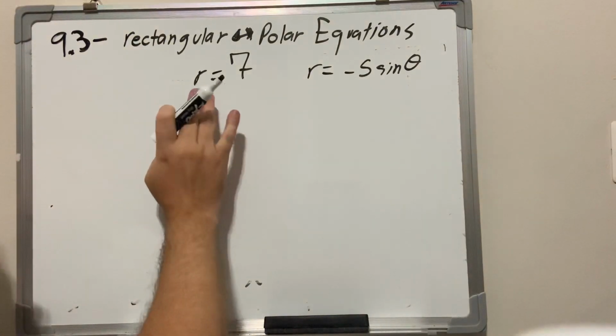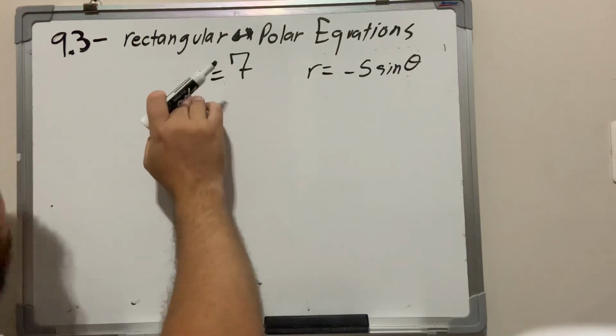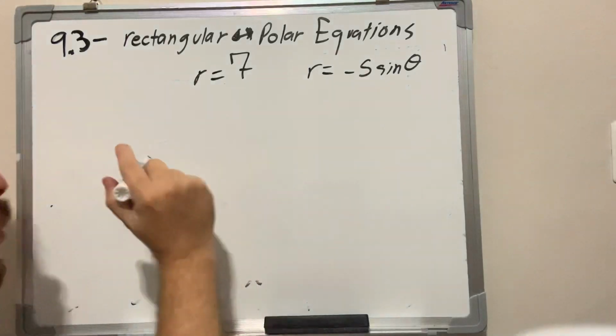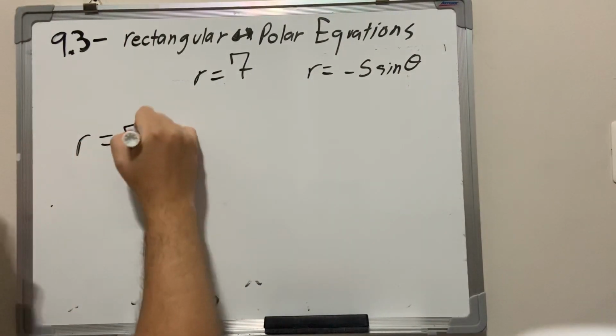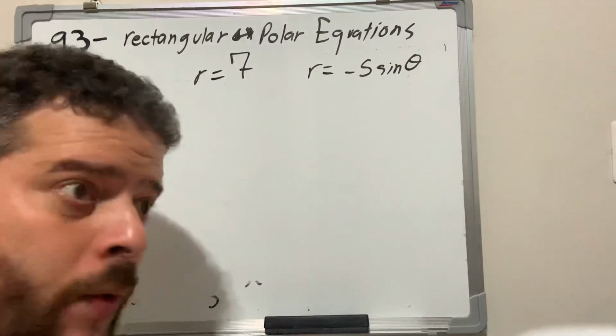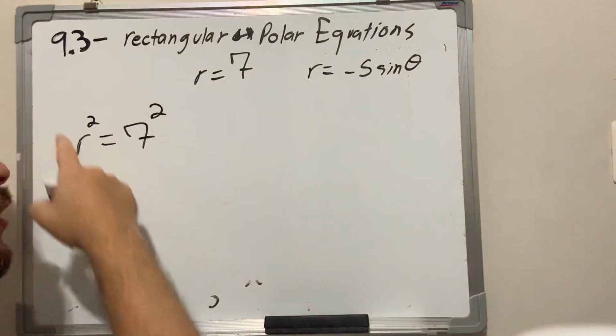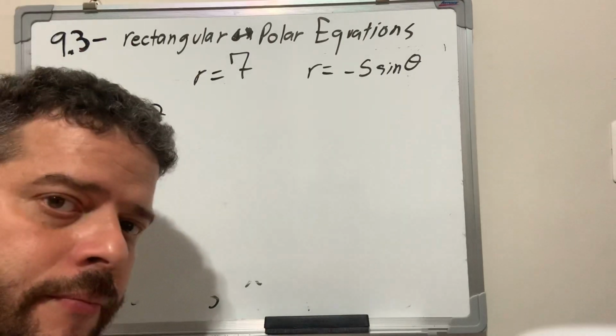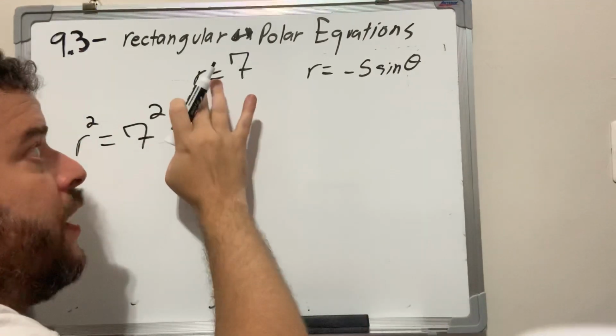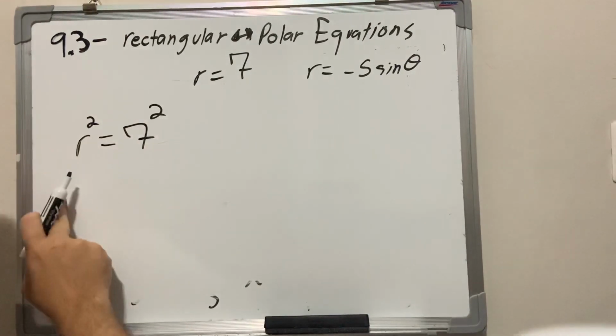So what happens is, when they give you just a distance, since this is an equality, I'm going to square both sides. I squared this and I squared this. That's step one. If you're given r, you square it, make it r squared.